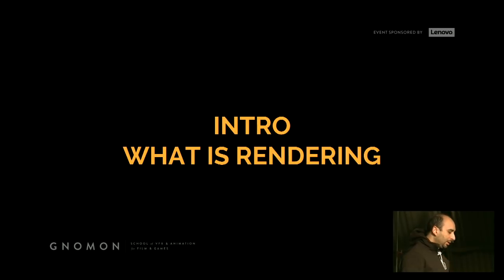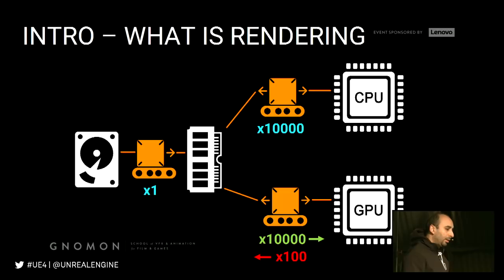Okay, so now let's switch to something a little bit different and see what the components in our PC are that are usually involved in real-time rendering. Here we can see a storage device, a memory, the CPU, and the GPU. Most of our content, like meshes, textures, and materials, is stored on the hard drive or the storage device, and then it's streamed onto the memory.